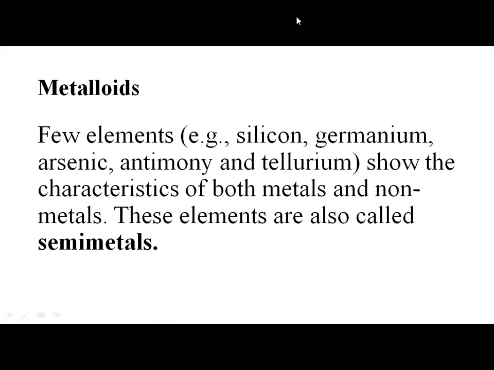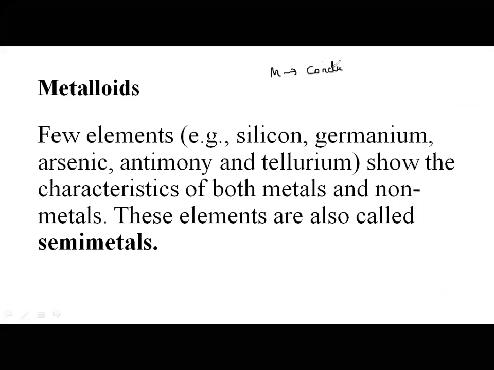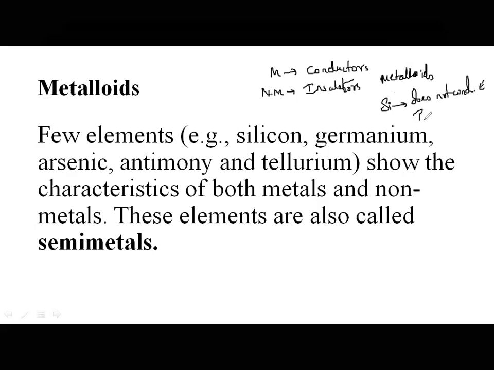They have properties of both metals and non-metals, we say. What does that mean? We know that metals are called conductors. I'm giving a simple example: they conduct electricity. Whereas non-metals are called what? Insulators. They are poor conductors of electricity. They do not conduct electricity. These metalloids, under normal conditions, for example silicon, do not conduct electricity. So it acts as an insulator.